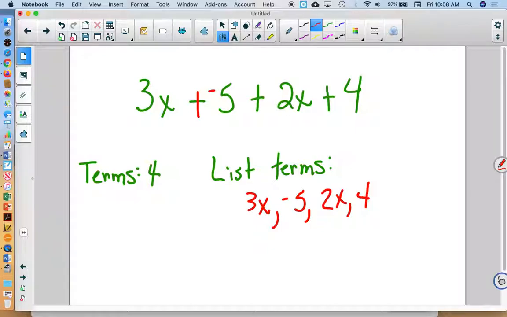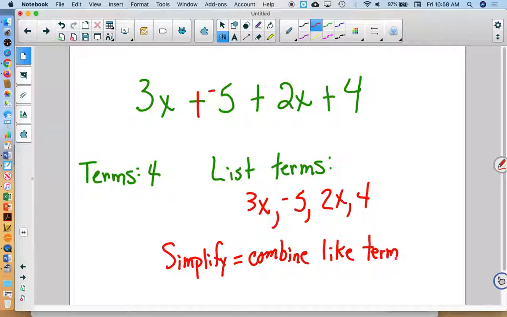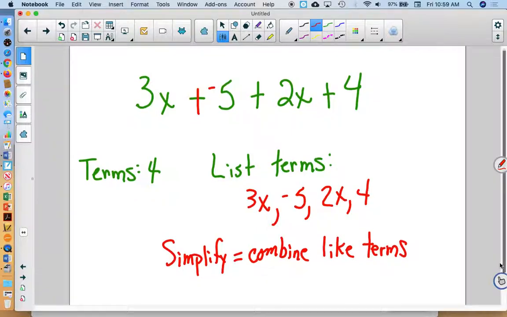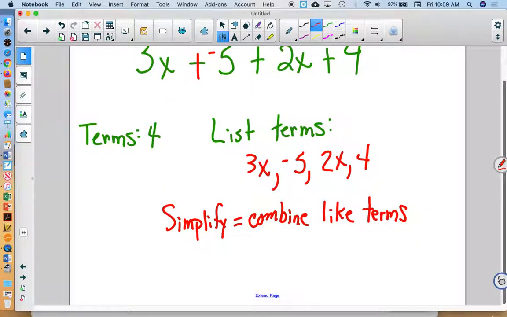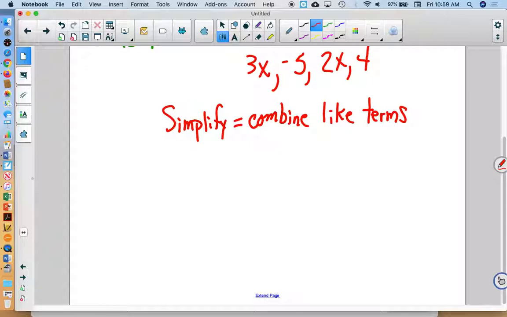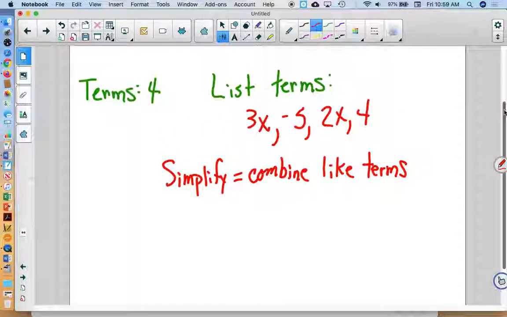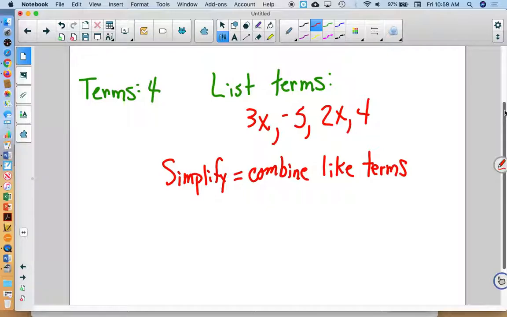Now, if it asks you to simplify, once you know the list of the terms, to simplify is nothing more than combine like terms. If you're going to simplify the expression, all you're going to do is combine those like terms. So what terms should I combine here? Somebody new, talk to me, Jaslyn.